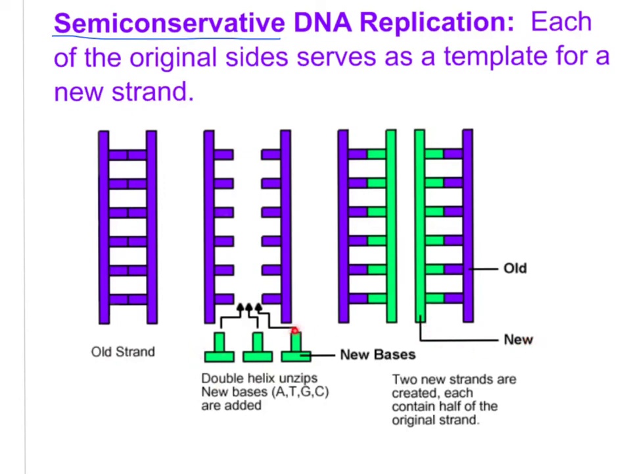And that's why we call it semi-conservative, because the old strand is being conserved. It's right here. It's semi-conservative because it's not all the old strand, it's just half of the old strand in each of the new pieces of DNA when it's replicated. So we call it semi-conservative.